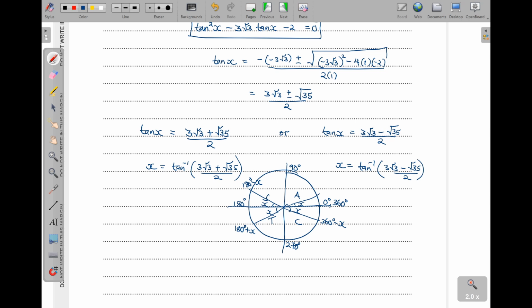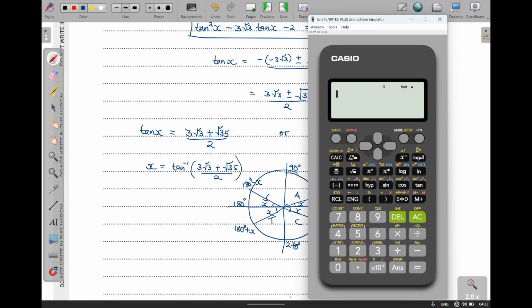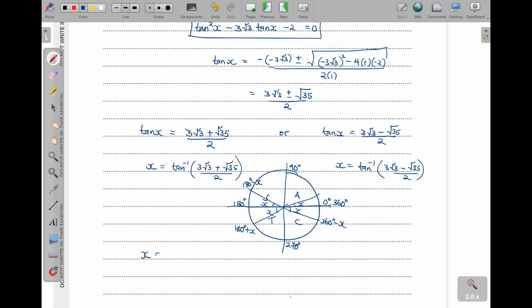Now we can put this one in the calculator and see what we get. This is the arctan. You need to check the mode of your calculator. It has to be in degrees because we are given the domain in degrees. So arctan of (3 root 3 plus root 35) over 2. Then we close, that is 79.8, to 1 decimal place, 79.8 degrees.